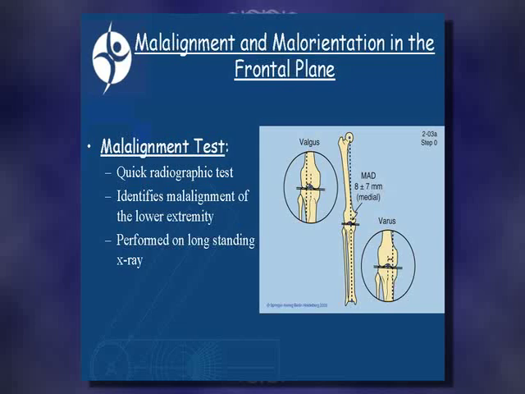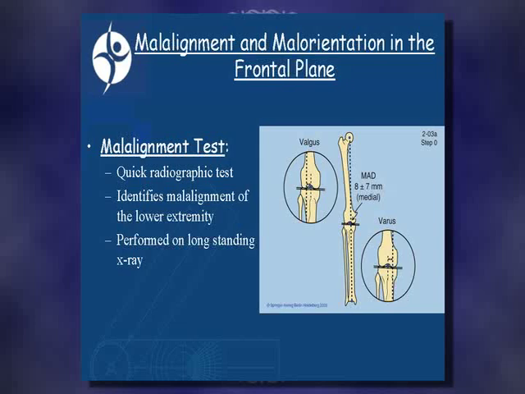So the quick test that we do when the patient comes in the office is called the malalignment test. We're going to do more than that. We'll do malalignment and malorientation. We start by drawing a line from the center of the hip to the center of the ankle, and we simply look to see where that line falls. If that line falls lateral, then we say you are valgus. If that line falls medial, then we say you are varus. If that line falls right in the center of the knee or pretty close to it, then we say you're okay. So it's a quick screening test.